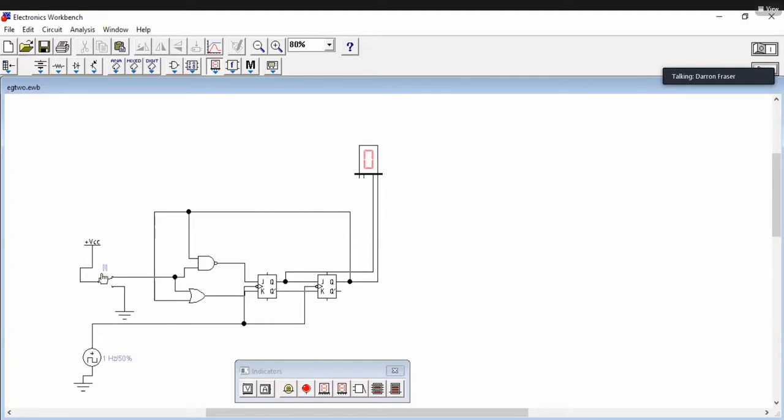So when it is 5 volts, or when the input is a 1, it does that. And when the input is a 0, press I on the keyboard and it goes to 0, and it's going to count in the opposite direction. So that was the circuit from the last class.